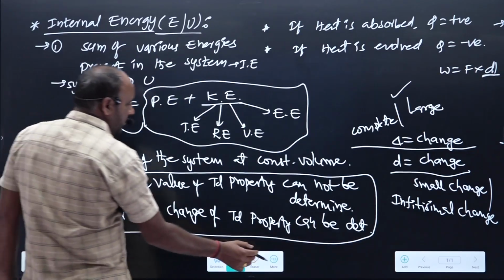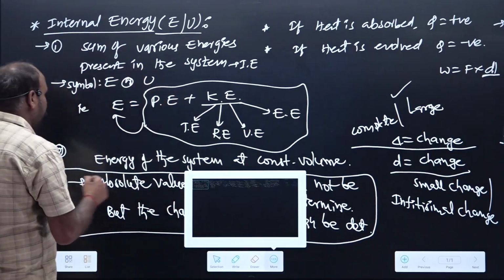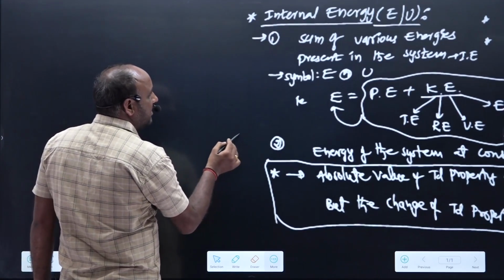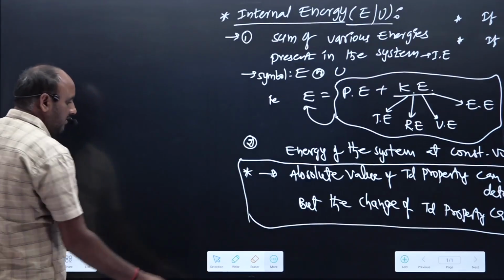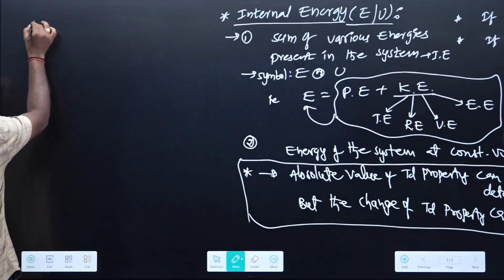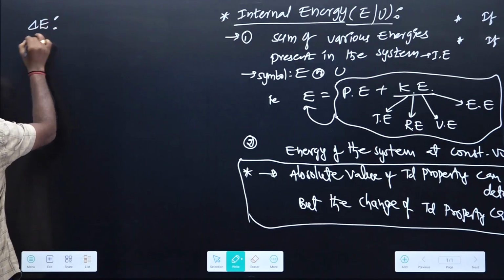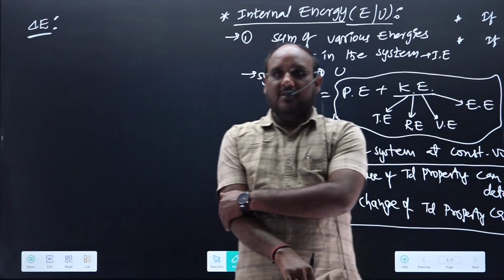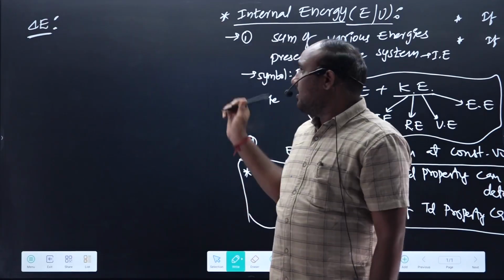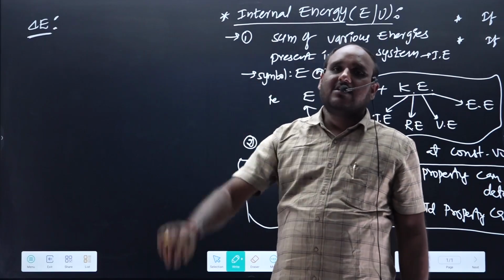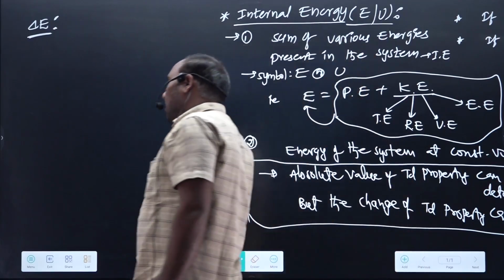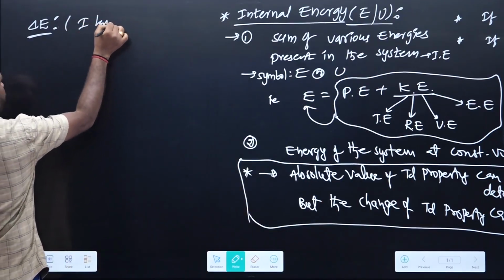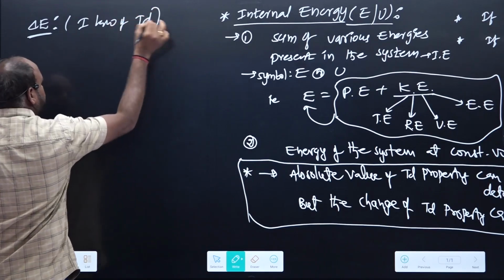So this is about internal energy. The exact value cannot be determined, but we have to determine the change of internal energy. What is meant by change of internal energy? That is delta E. Change in internal energy means delta E. This can be explained with the help of the first law of thermodynamics.